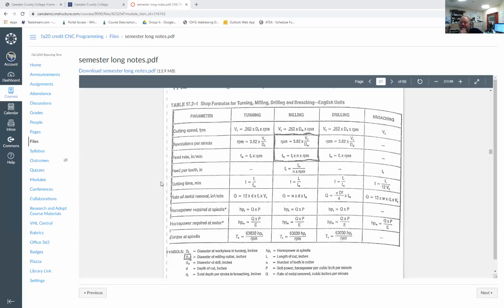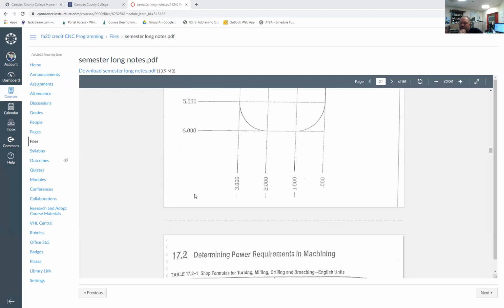Hello, everybody. I'm going to try to do a little video here for a lecture on speeds and feeds. The speeds and feeds section within the semester-long notes is pretty self-explanatory. But let me share my screen. Here's the semester-long notes. Okay. And where we start, it's right after the S.